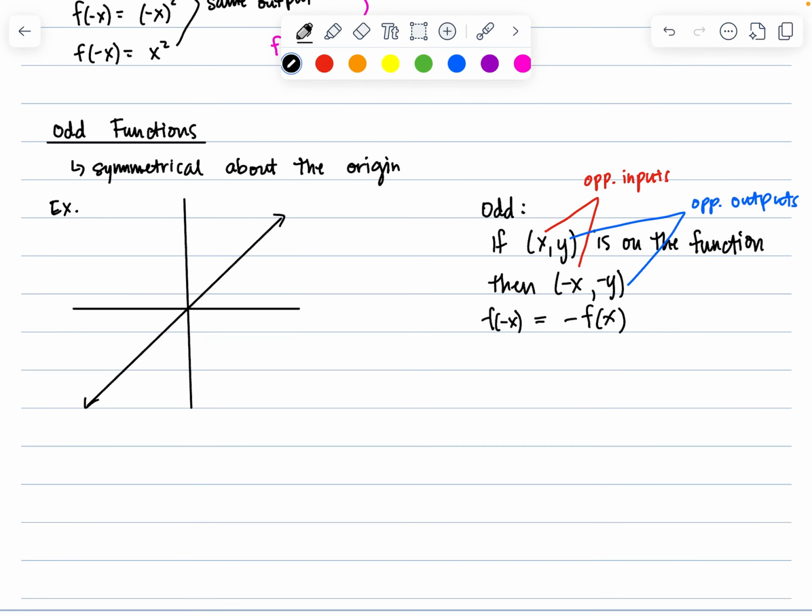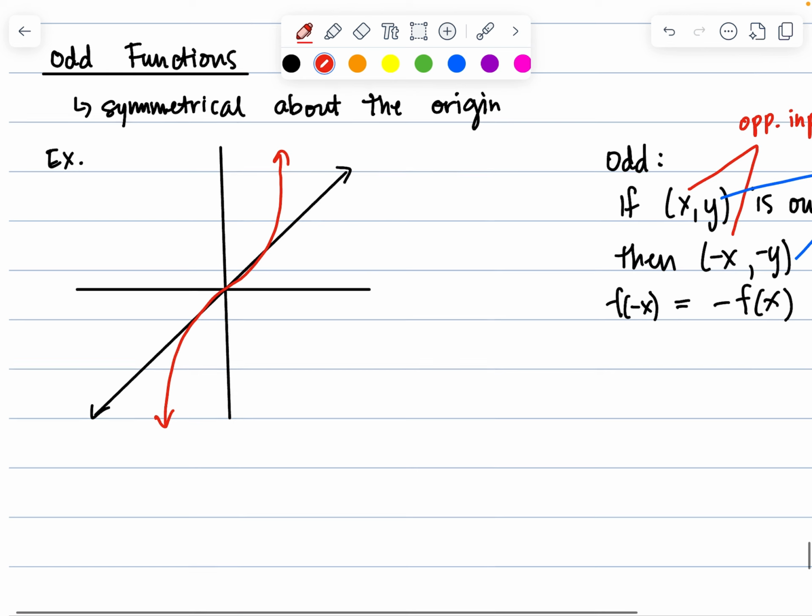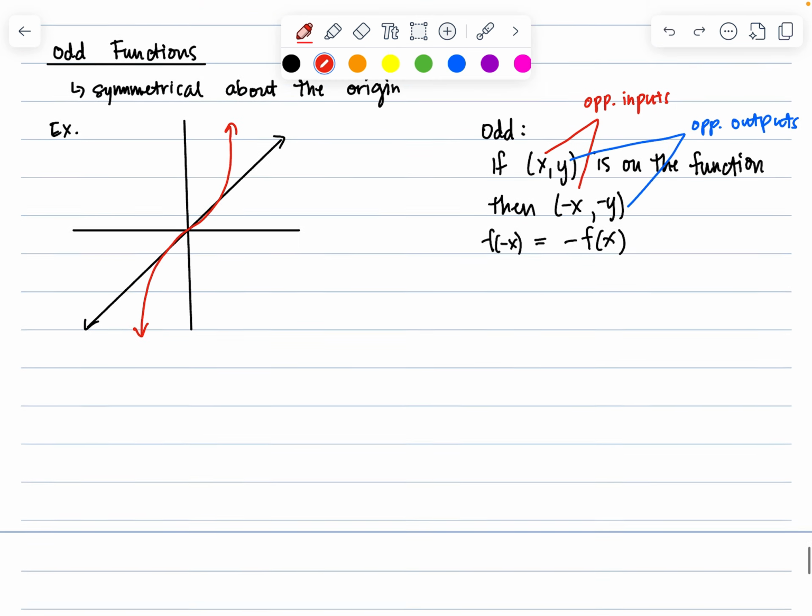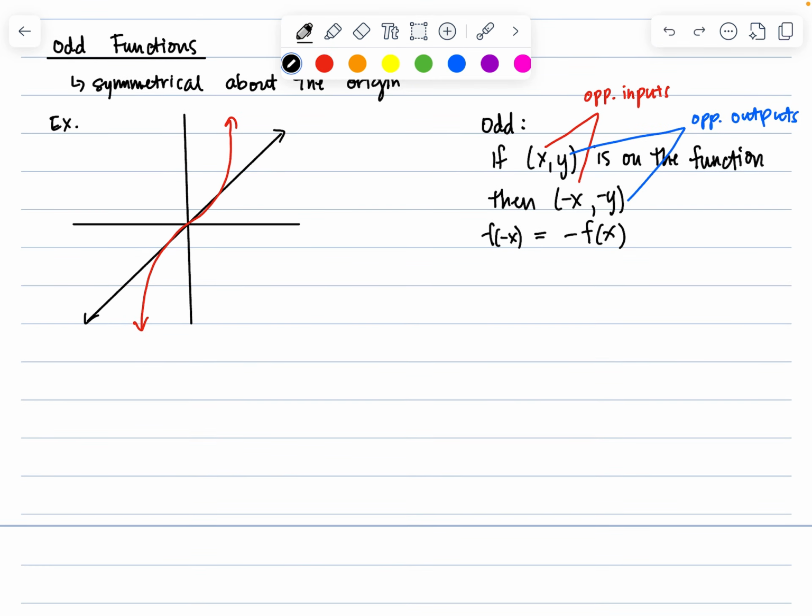We could also technically have a graph that is, let's say, cubic. If you want to do a really quick graph, or if you want to overlay it, you could. A graph that's kind of like this. This also works. Both of these are odd functions. Because if I have, for instance, 3, 4 here, this would be negative 3, negative 4. Okay?